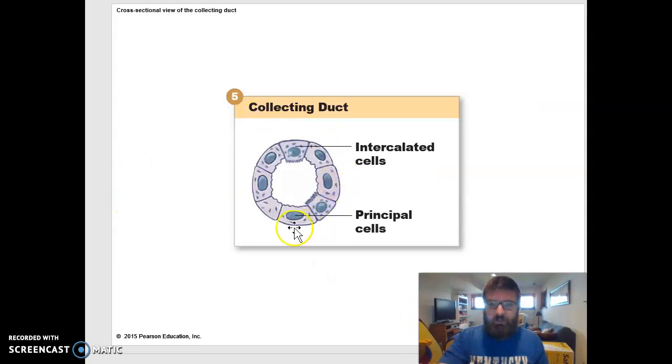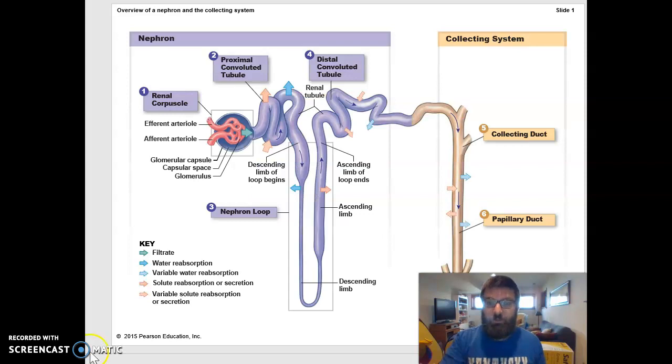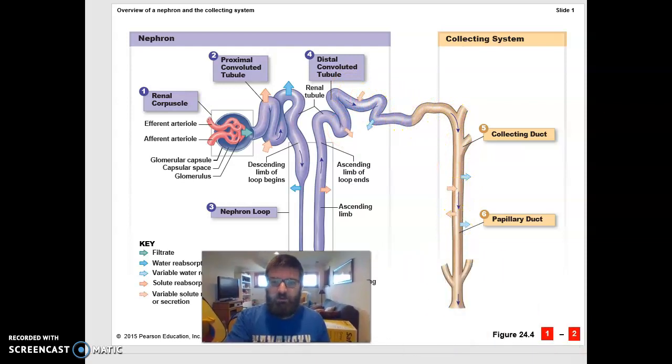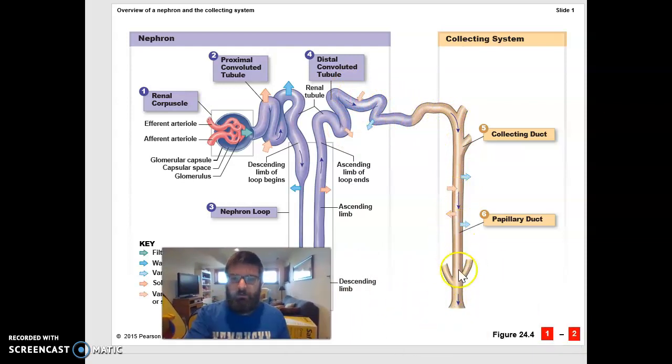And this is kind of what a collecting duct looks like. These cells are interesting. I don't need you to know intercalated versus principal cells, but they can allow water reabsorption sometimes, but not all the time, and we will talk in a little bit about how we decide when to reabsorb more water or less. And here we can see renal corpuscle, proximal convoluted tubule, nephron loop, distal convoluted tubule, collecting duct, and these collecting ducts will come together into a single papillary duct down here.